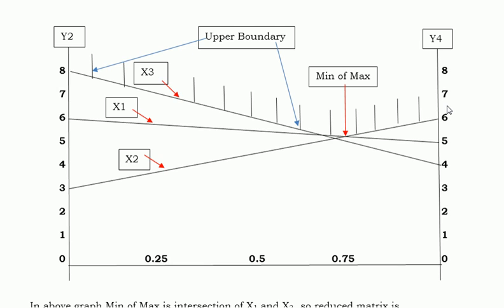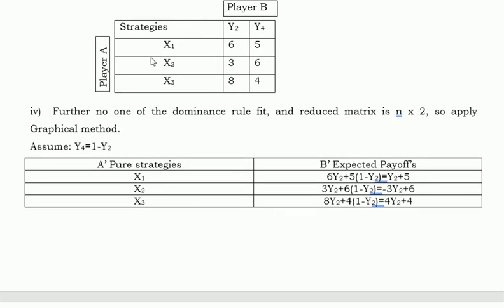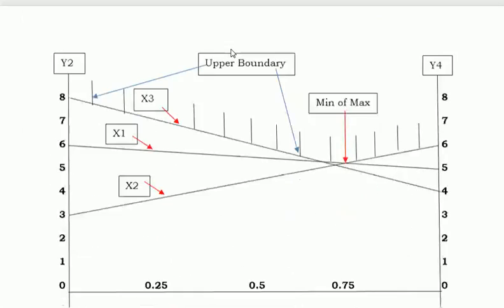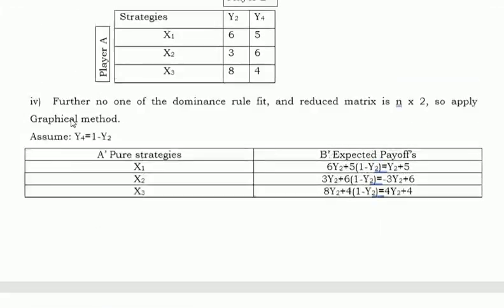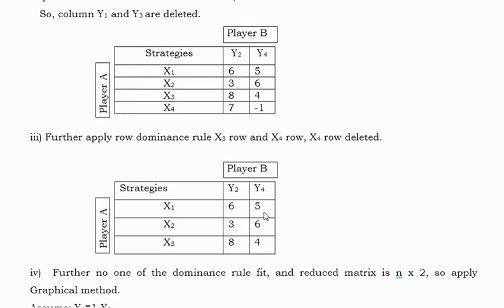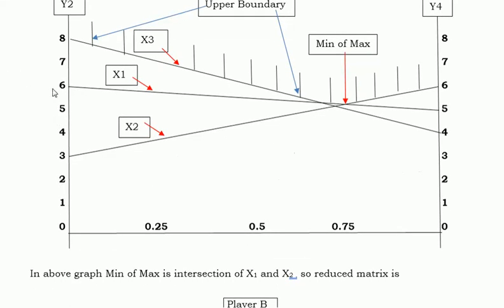Now go on drawing these lines referring to this matrix only. For the x1 line, the y2 value is 6, so on the y2 column mark 6 here. And x1 y4 is 5. So 6 and 5. Join these two by a linear line. This is for strategy x1.